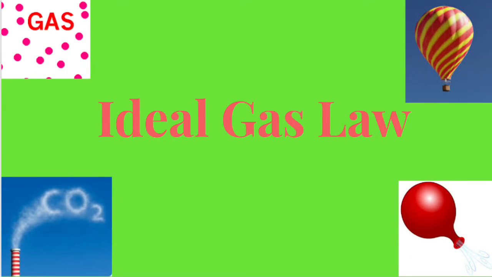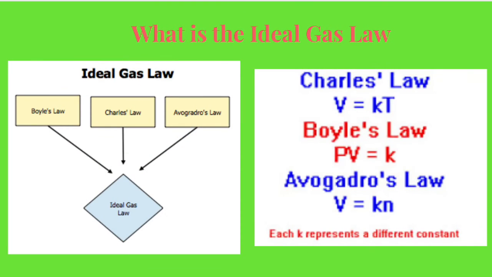So we're going to move on to the ideal gas law. The definition of the ideal gas law is a physics law that describes the relationship between measurable properties of an ideal gas, and the ideal gas law is a combination of other scientists' discoveries from Boyle's law, Charles' law, and then Avogadro's law.